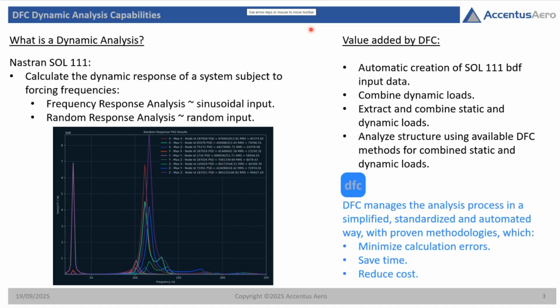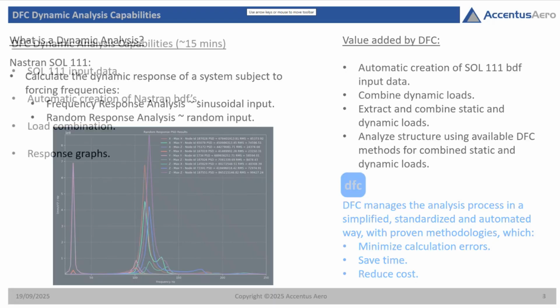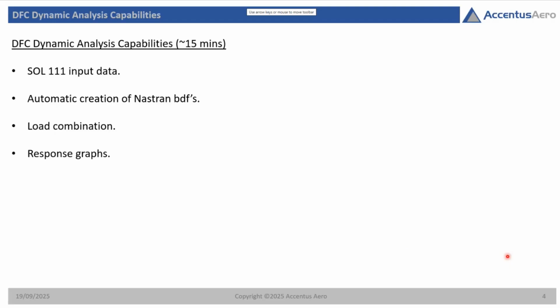And now that we have loads, we can analyze your structure with all methods available in DFC for that combined loading. So again, DFC manages the process in a simplified, standardized, and automated way, reducing cost and saving you time. Right, so we're going to look at our convenient way of creating the Nastran input data, automatic creation of the BDFs, how we do load combinations, and then we also have a feature that lets you look at the response graphs of the combined loads.